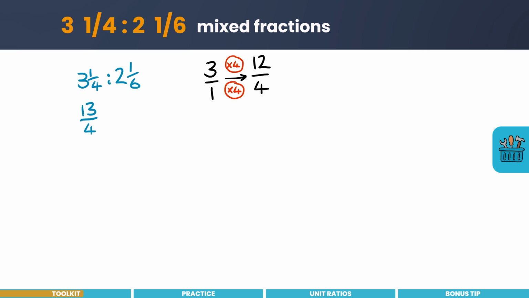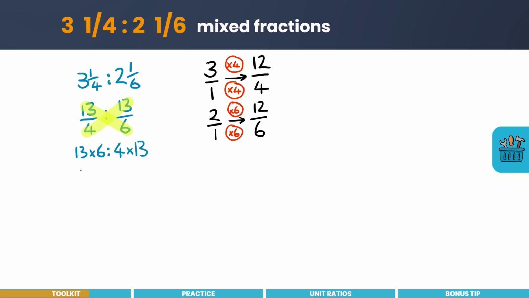Using the same method for the right-hand side, converting the whole number 2 to sixths is 12 sixths, plus the 1/6 on its own gives us 13 sixths in total. Cool! We now have a ratio of 2 fractions, and we know what to do with those, don't we? Cross-multiply. That gives us 13 times 6 on the left, and 4 times 13 on the right, which is 78 on the left and 52 on the right, which is a whole number ratio. And we know what to do with those, don't we?